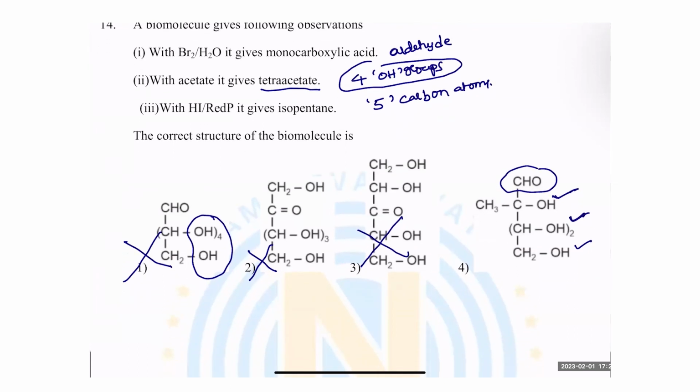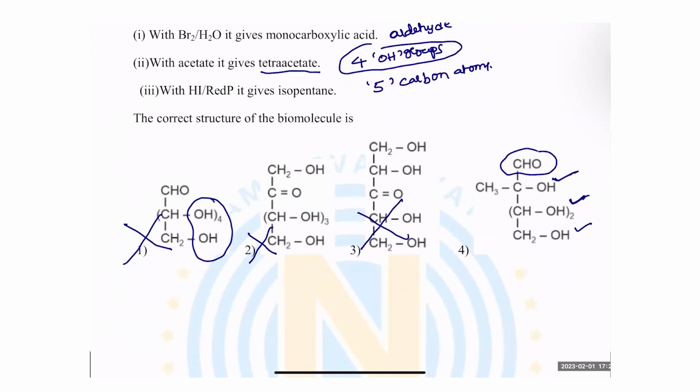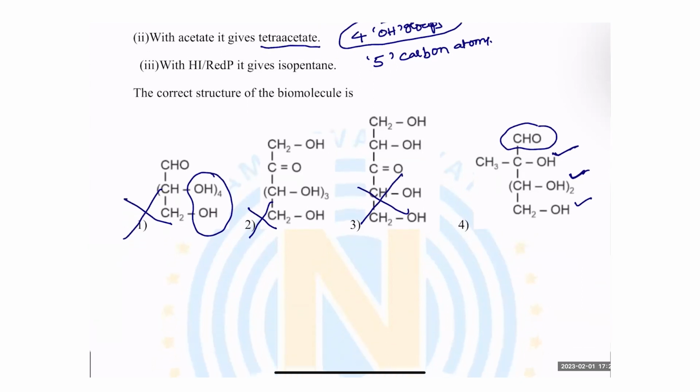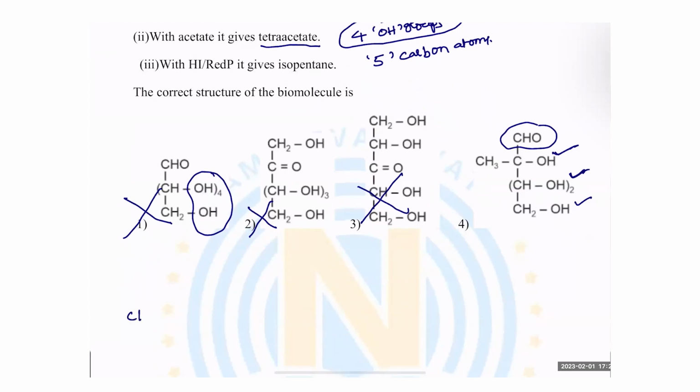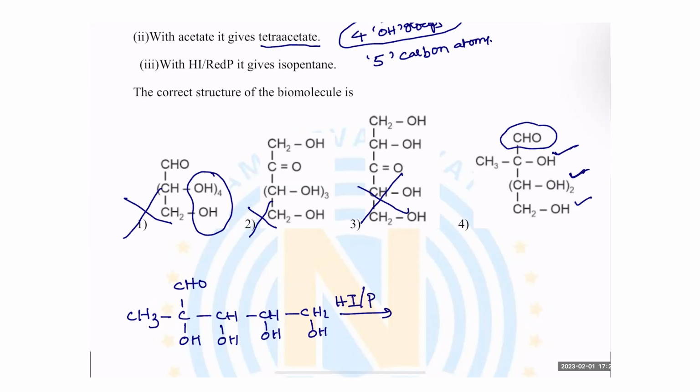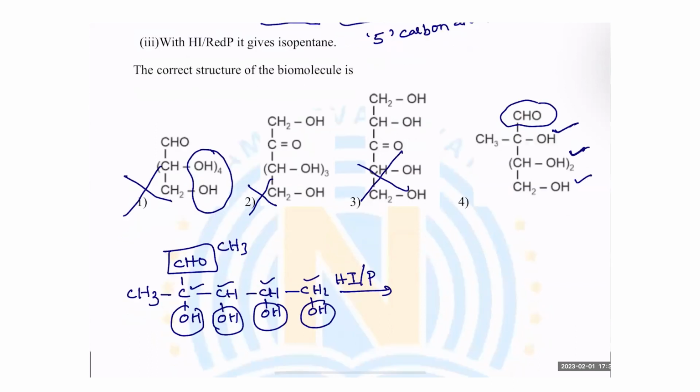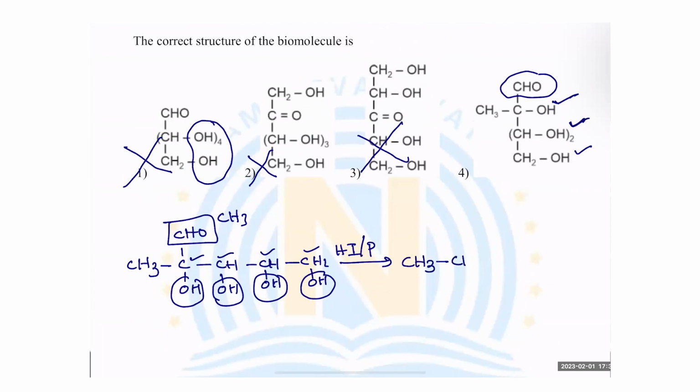But we can even check HI with phosphorus. HI with phosphorus reduces alcohol to alkane, and the carbonyl group too. So if you take the fourth option, CH3, CHOH, CHOH, CHOH, CH2OH, on reaction with HI and phosphorus, this will be reduced to alkane. These hydroxy groups, the alcohol groups, are reduced to alkane.